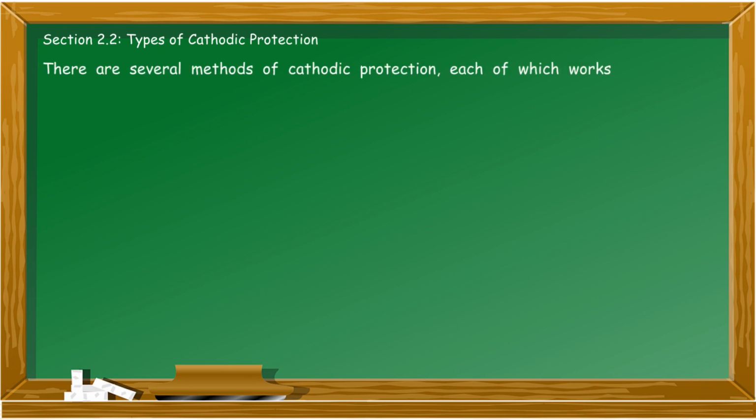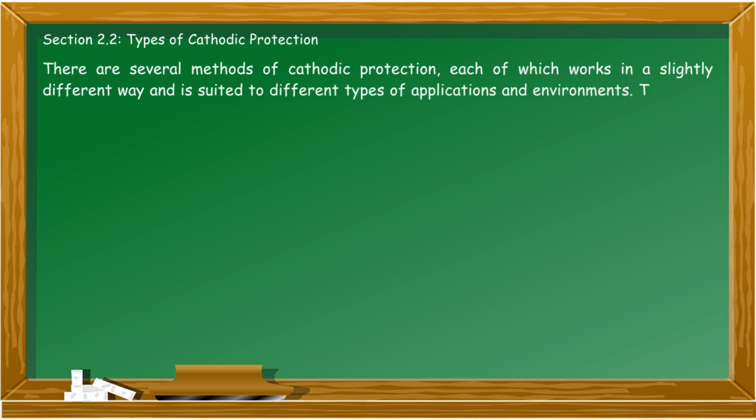Section 2.2, Types of Cathodic Protection. There are several methods of cathodic protection, each of which works in a slightly different way and is suited to different types of applications and environments.